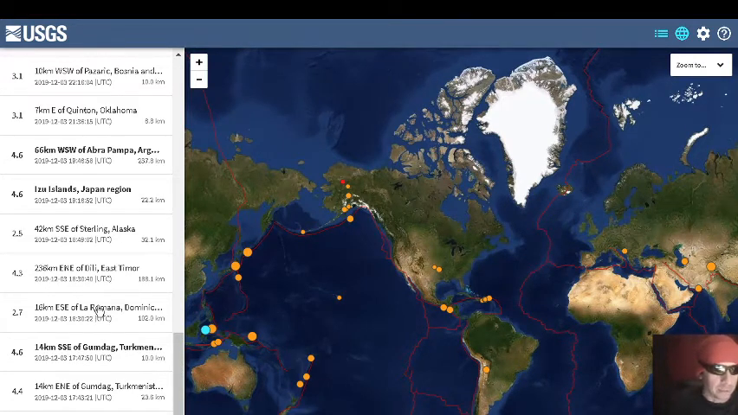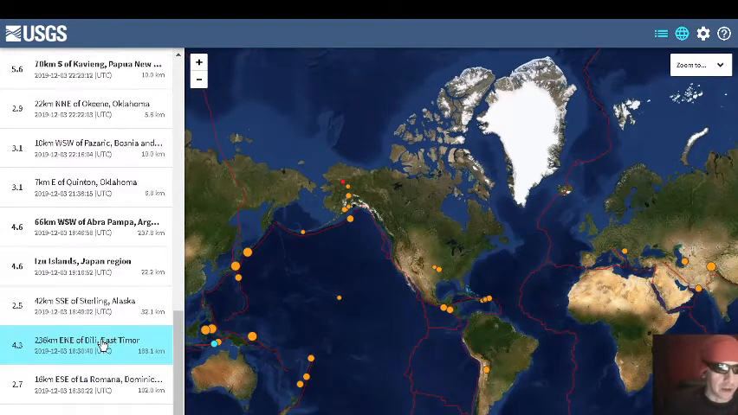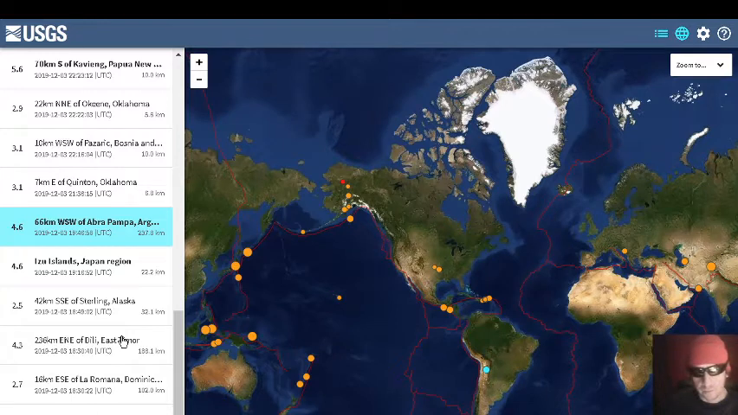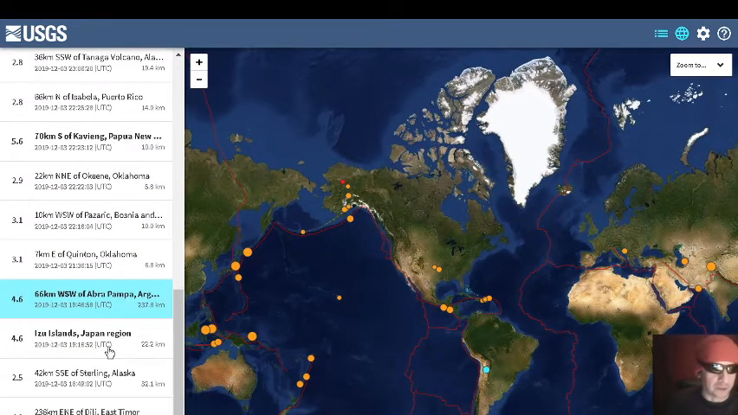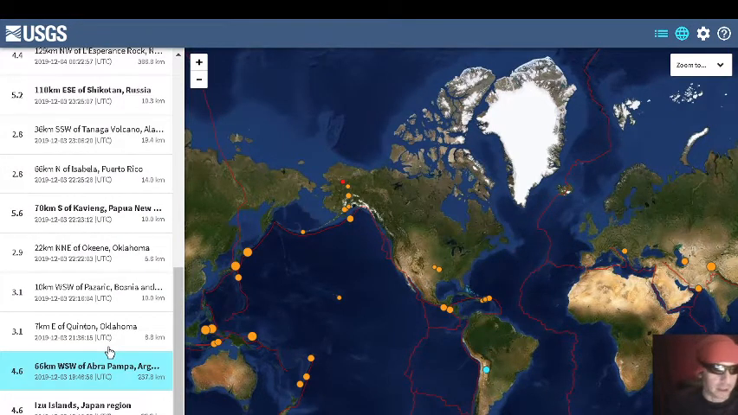Here's a deep quake at Dominica. Here's a deep quake at East Timor. That one at 188 kilometers. Here's a deep quake at Argentina. Would not be surprised to see a large quake in western South America. Here's a 3+ magnitude in Oklahoma.